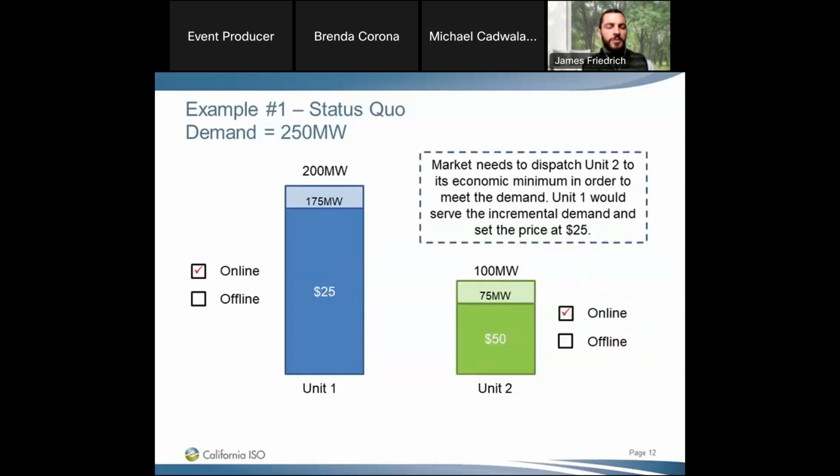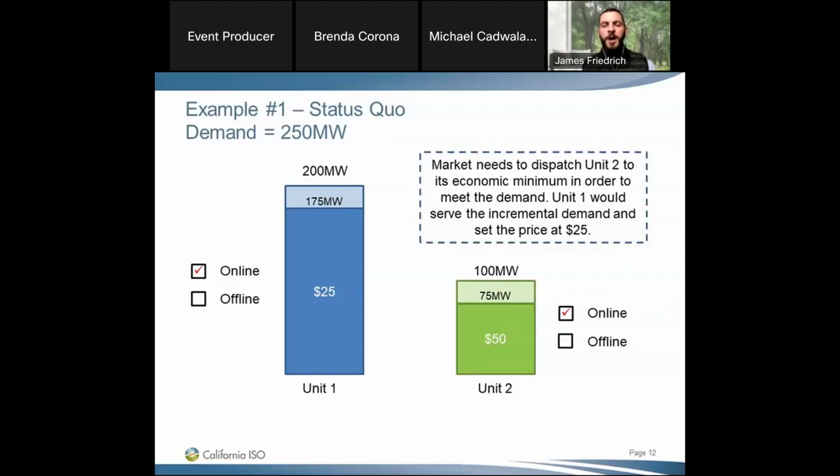This would be the dispatch that would result that minimizes the production cost given the resource constraints. The previous workshop had this all laid out in tables. Because this is a repeat of the first workshop, I skipped right to the answer without the tables. But hopefully you're familiar with the solution: because we need both units to be online in order to meet the 250 megawatts of demand. In other words, unit 1 would not be able to meet the demand by itself because its capacity is only 200 megawatts. We need unit 2 to be online.